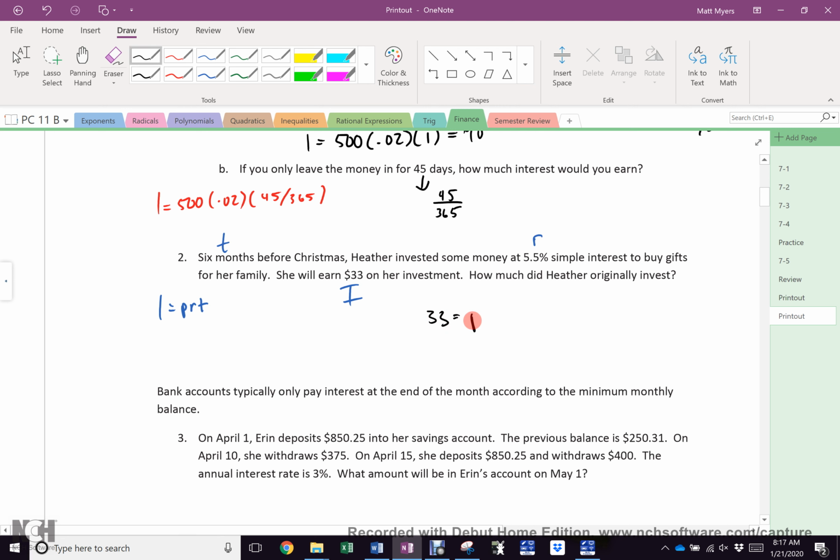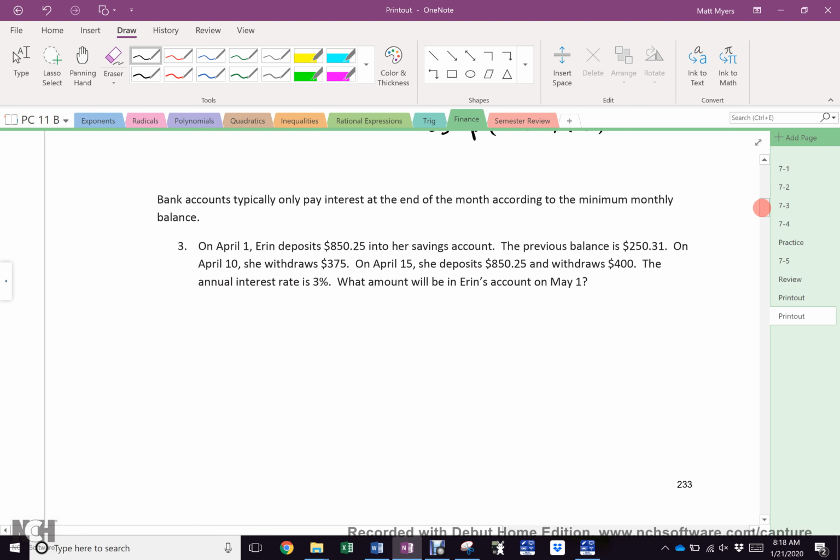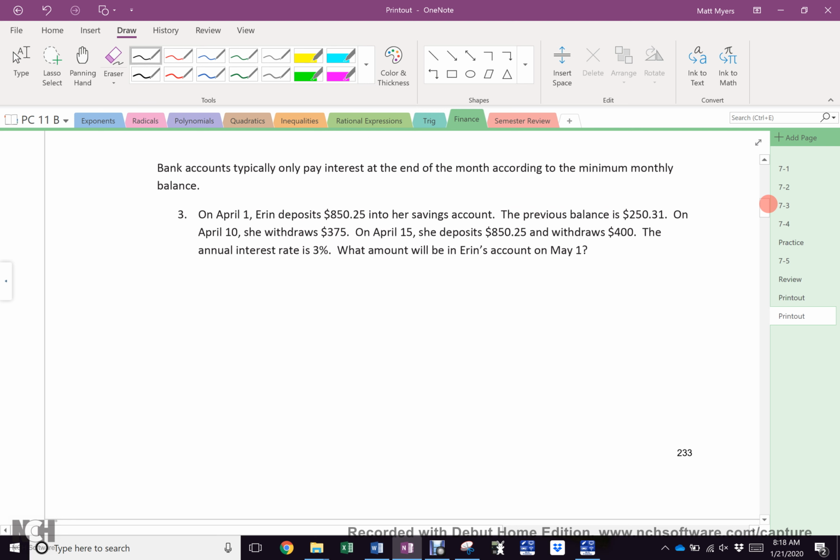33 equals P times 0.055. Kids always screw that up. They say it's 0.55. It is not. You divide by 100. And this is 1/2, or, of course, 0.5. Then you would solve for P. Can everybody do this? Yeah. Good.